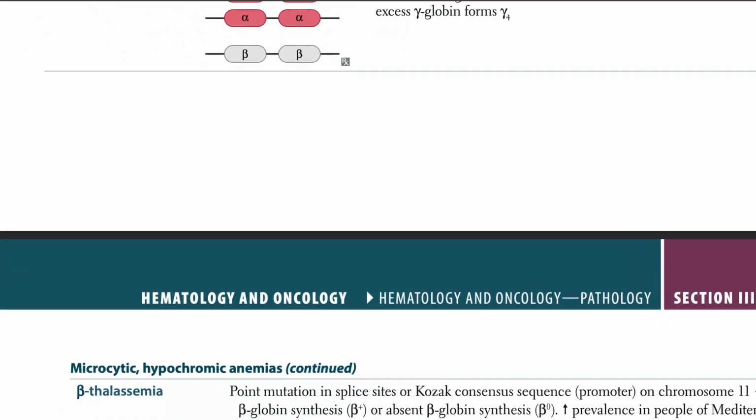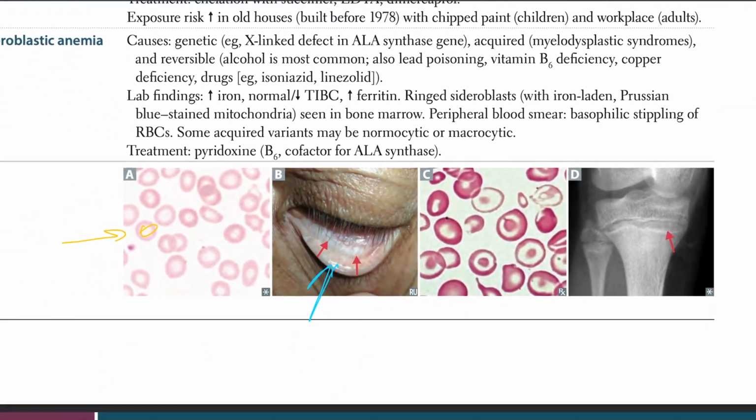Let's look at the target cell. Target cell, there's a target that Hunter was targeting. So okay, target cell.